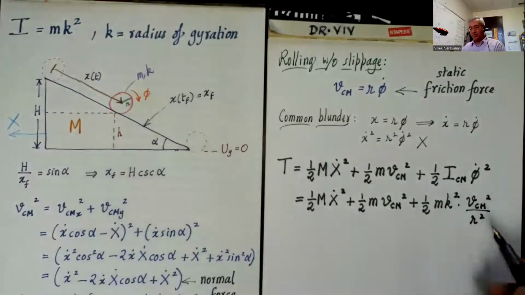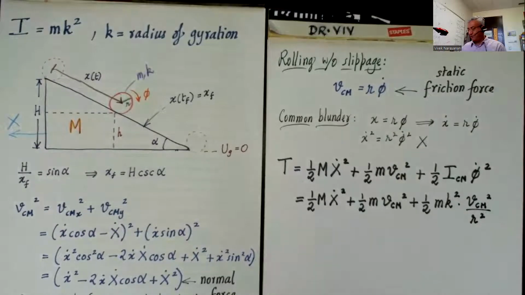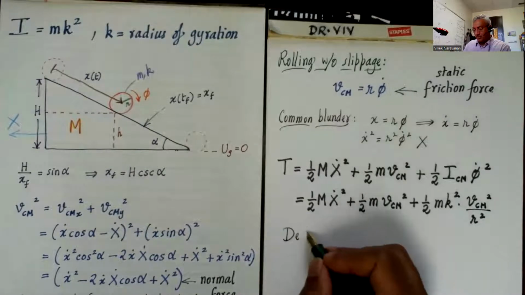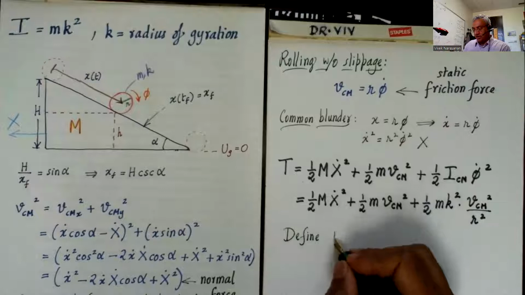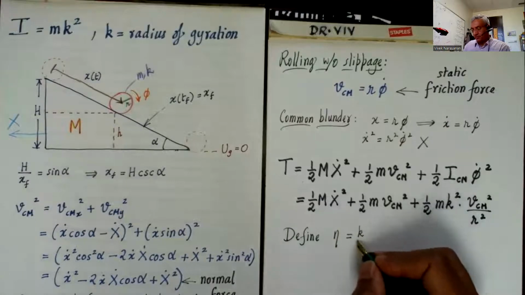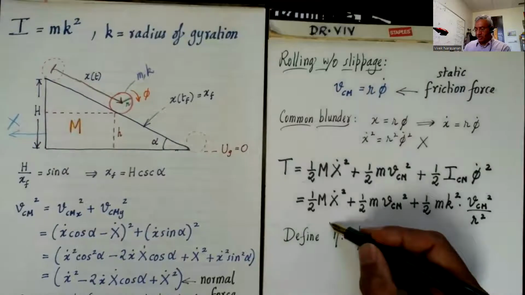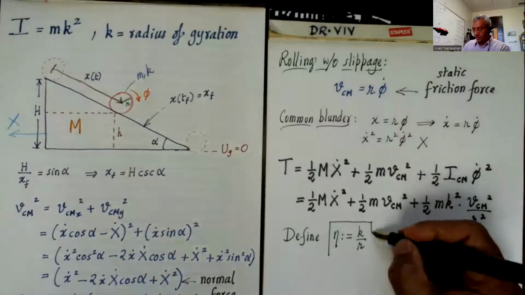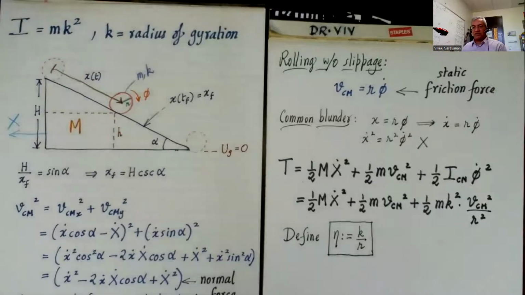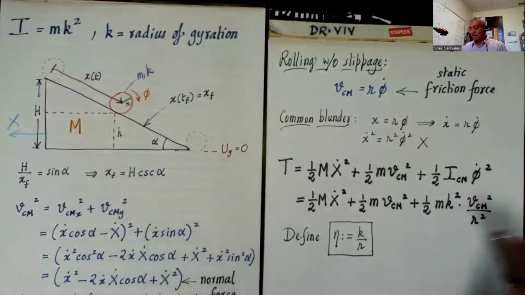Now this k squared over r squared is going to keep coming if we do not do something about it. So let's quickly define a parameter, eta, which is going to be k over r. I'm going to follow the notation of putting a colon to the left of the equal sign, which means that the quantity to the left of the colon is being defined by the quantity to the right of it. That's a common notation in advanced mathematics. So I'll start using that henceforth. We'll write everything in terms of eta.